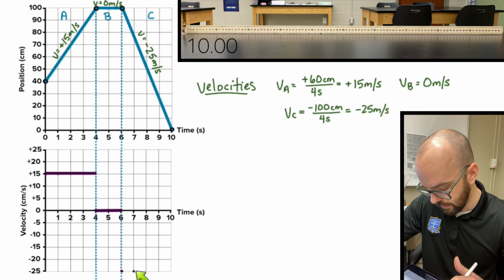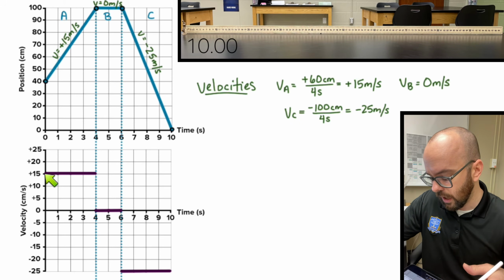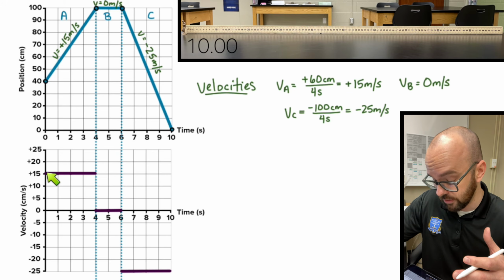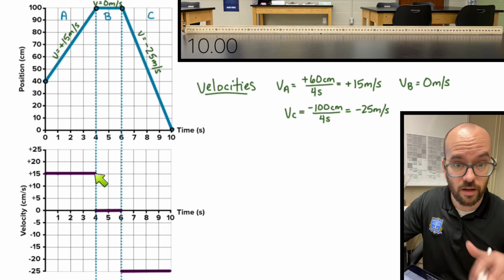So I plot that point right there. And I continue plotting those points, and then I can just draw a horizontal line through those to show the velocity. Now the function looks a little bit strange. It's kind of a piecewise function here. But what's happening there is the toy soldier is moving in the positive direction, so I have a positive velocity, but it's a constant velocity.